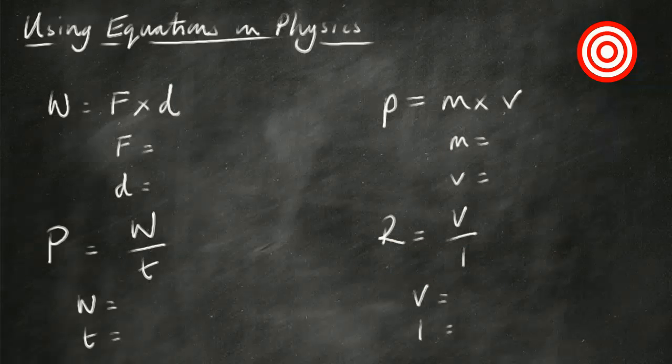So I've just got some examples here of some other equations that you're going to need to apply. This one, work done is force times distance, and I want you to try and rearrange them to force equals and distance equals. And this one, power equals work done divided by time. I want you to try and rearrange them into work done equals and time equals. Here, momentum is little p equals mass times velocity. You rearrange this into mass equals and velocity equals.